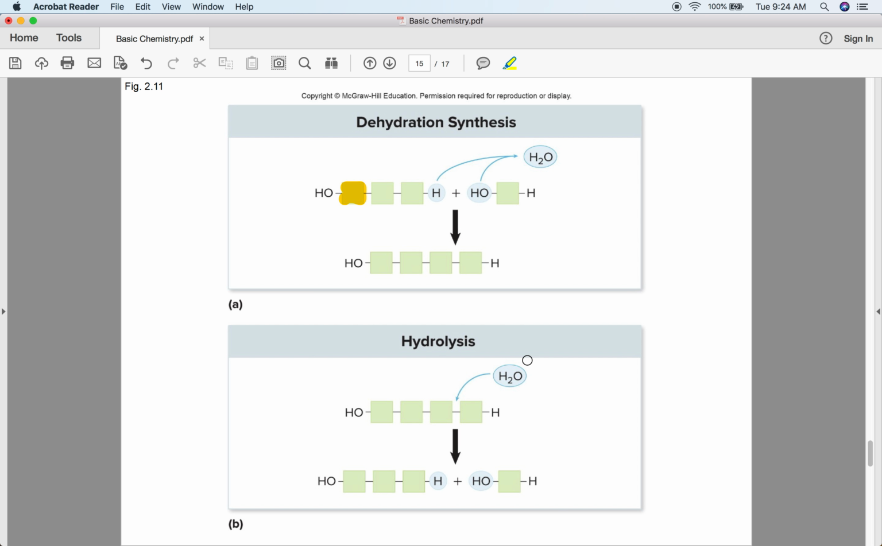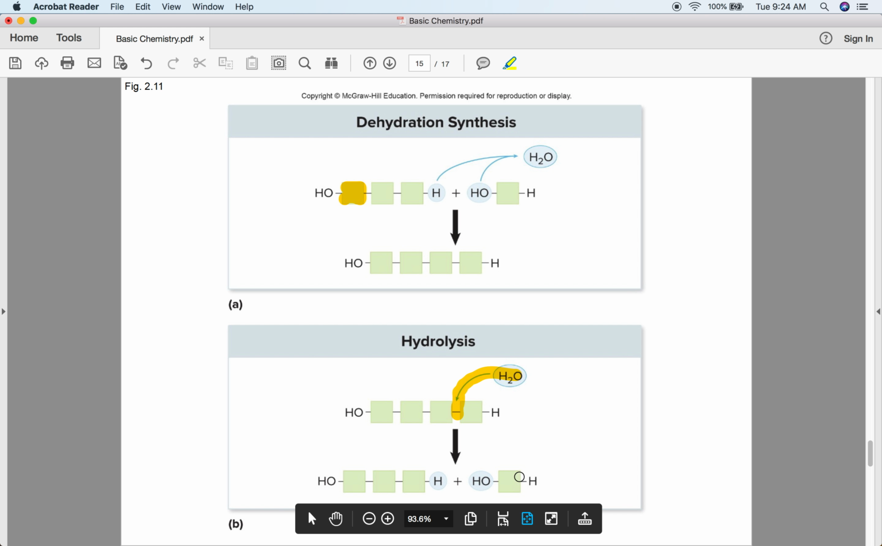The cool thing then is to break them apart, all we have to do is add the water back on and we can remove those individual molecules. So makes you wonder then if our proteins are surrounded by water, why don't they just fall apart? Well, this bond right here is pretty stable, and this takes a catalyst. It's going to take an enzyme really to make this fall apart. Okay. So anyway, so water is key to that.